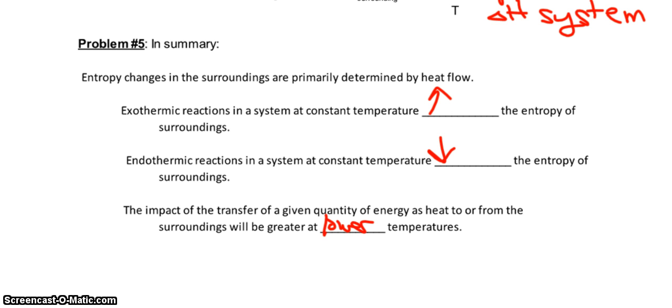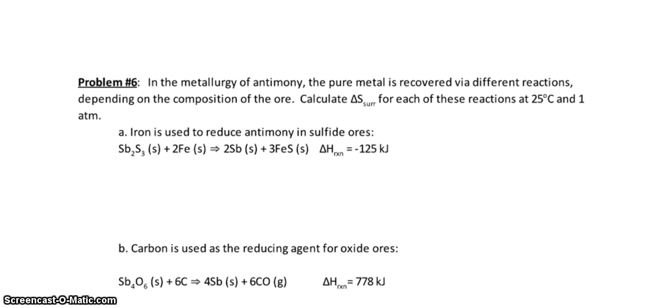Okay, so let's turn the page here. This says in the metallurgy of antimony, the pure metal is recovered via different reactions depending on the composition of the ore. Calculate the delta S of the surroundings for each of these reactions at 25 degrees Celsius and 1 atmosphere. So iron is used to reduce it, and there's my delta H.